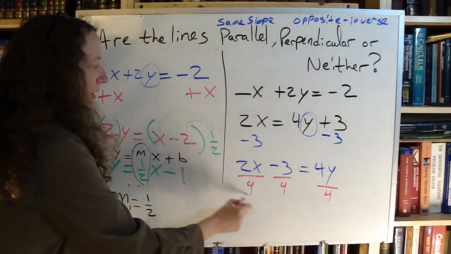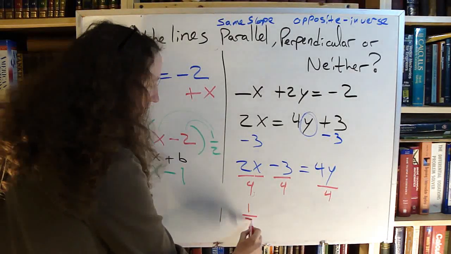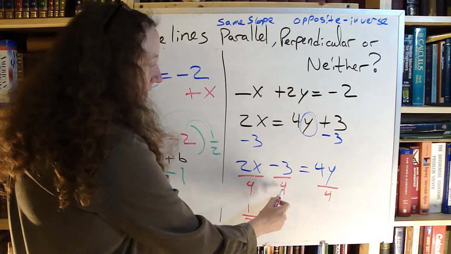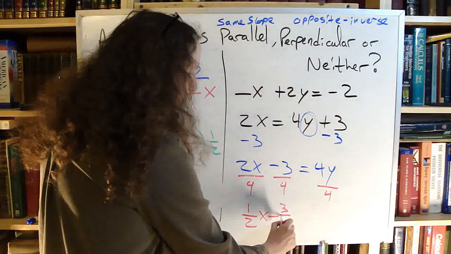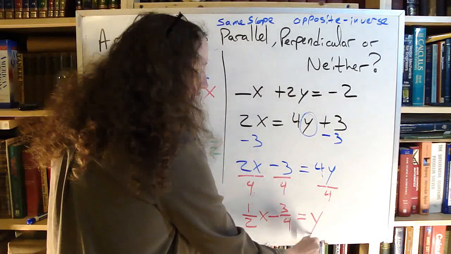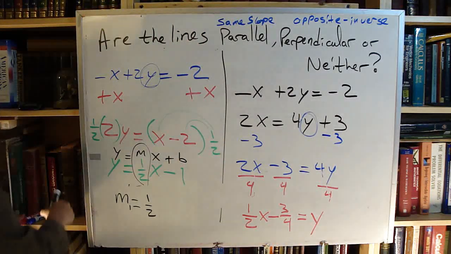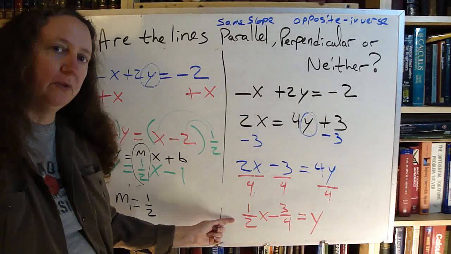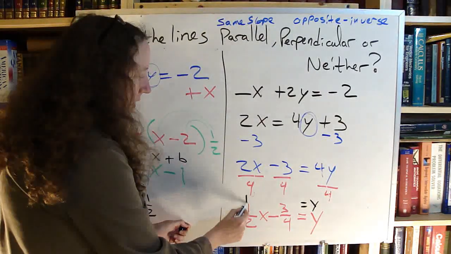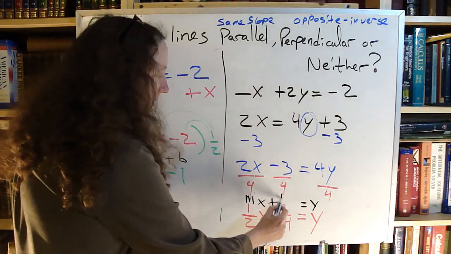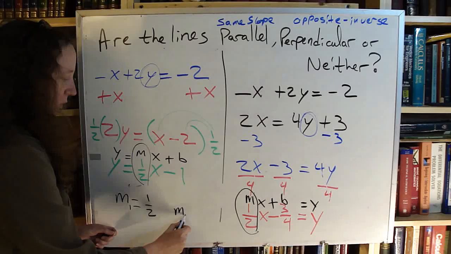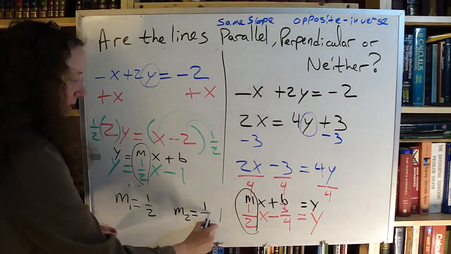So now I have 2 divided by 4. Type it on your calculator if you need to. 1/2. That has the x with it. Minus 3 divided by 4. I'm going to leave that as just plain old 3/4. Equals, the 4 divided by 4 cancels out, and I'm left with y. Does this look like y equals mx plus b? Kind of. Close enough. Y equals mx plus b. I can see what my m is. M is 1/2. So my m for my second equation equals 1/2.